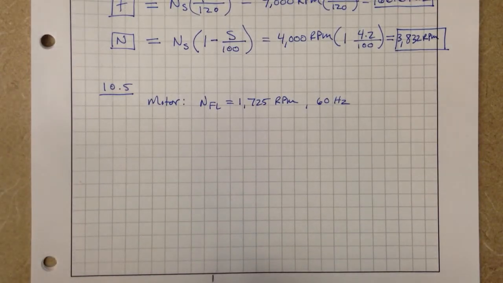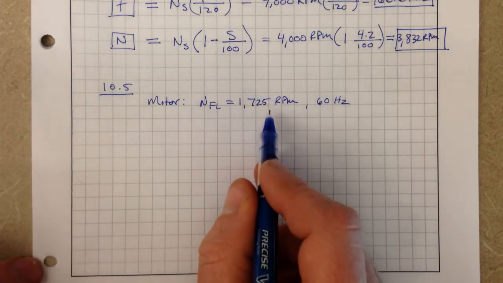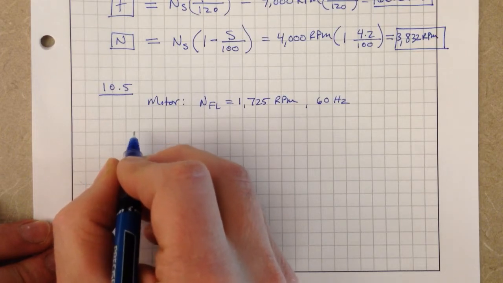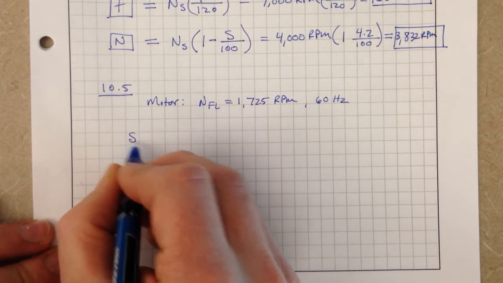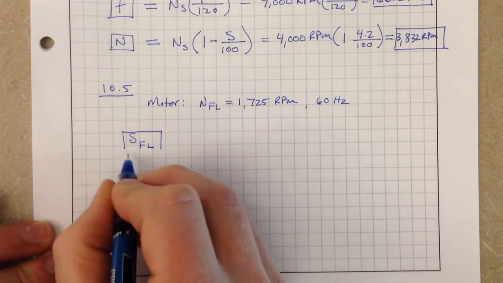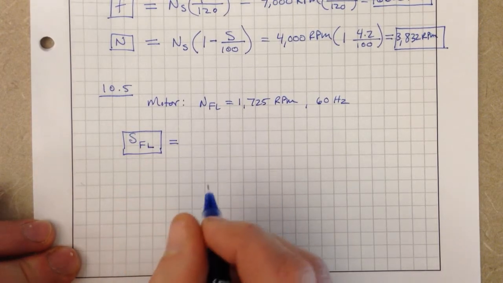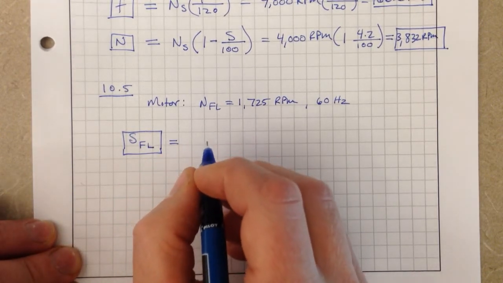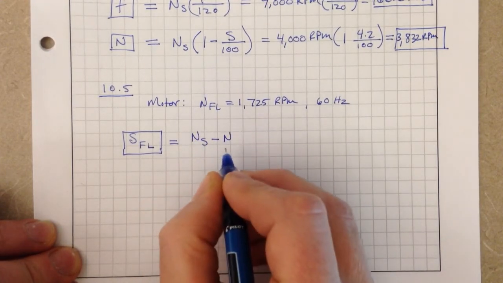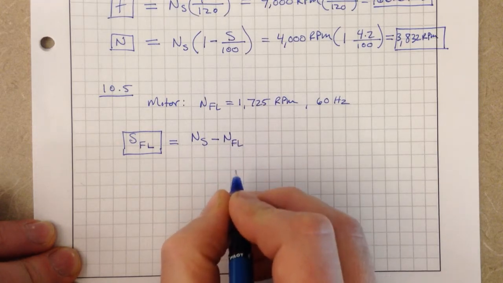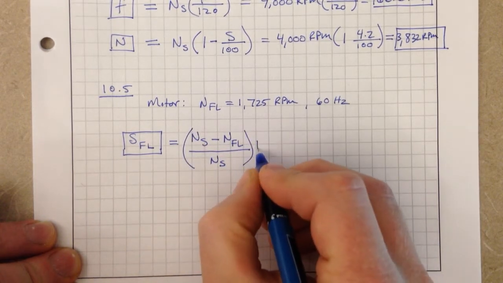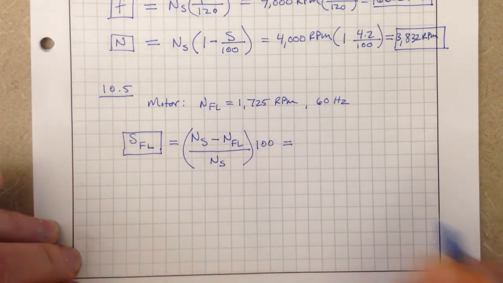So the question is, if this is my rotational speed, let's actually calculate what my percent slip at full load will be. Now I've said it's roughly 4.2%. Let's actually run the calculation. So if we pull out our slip equation, it's synchronous speed minus rotational speed, and we're going to use the full load, divided by our synchronous speed. All of that multiplied by 100 to get our percentage.